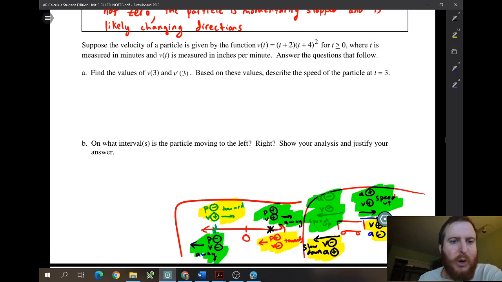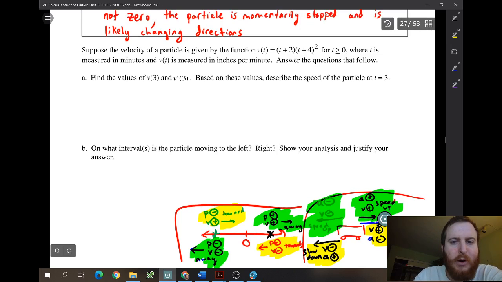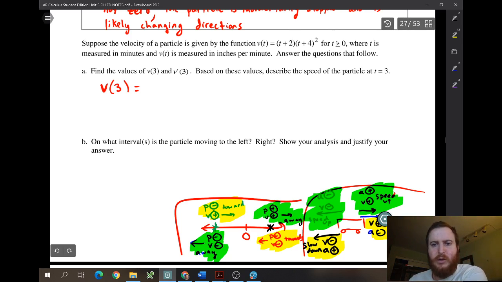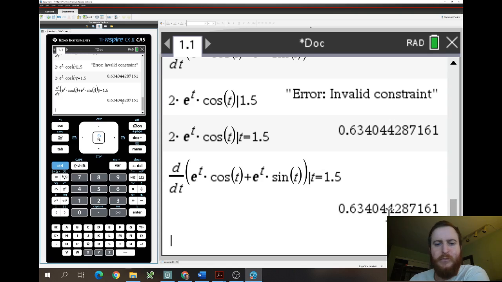So suppose the velocity of a particle is given by the function v of t equals (t plus 2) times (t plus 4) squared. And we want to find the values of v of 3 and v prime of 3. And based on those, describe the speed of our particle. So v of 3 is going to be nice and easy. We're just going to plug this into our calculator. So v of 3, we would do (t plus 2) times (t plus 4) squared at time 3.